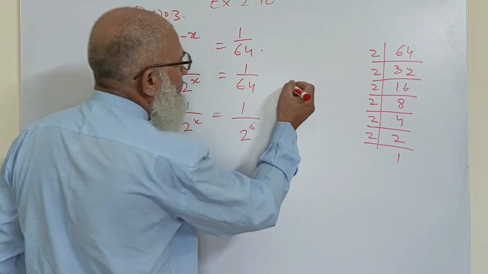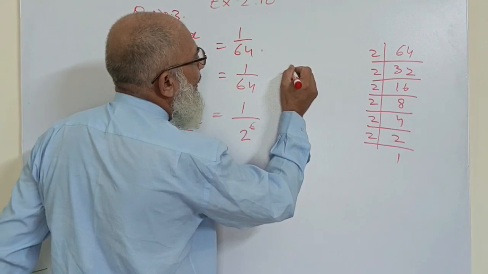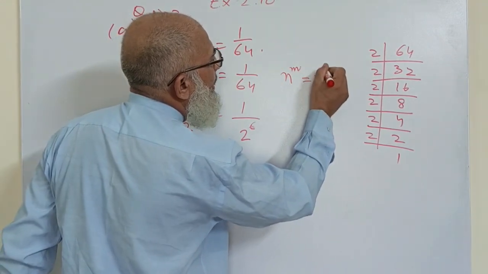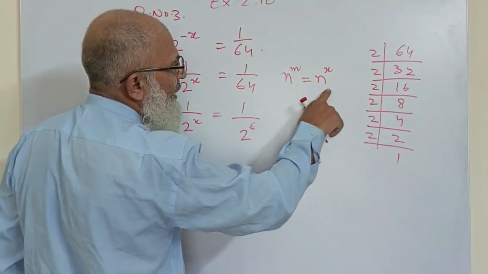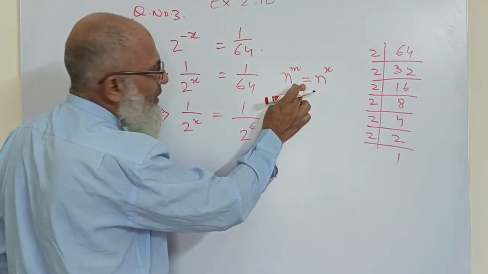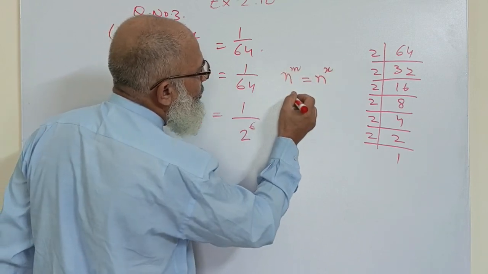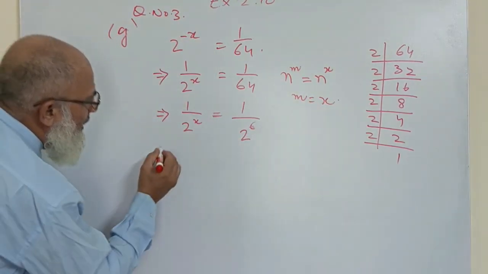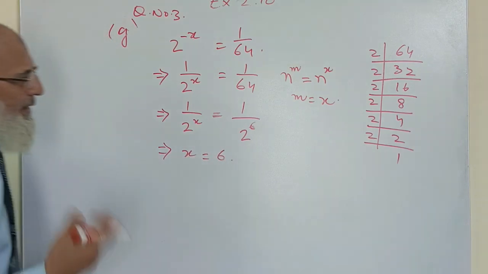That means if n raised to power m is equal to n raised to power x, you see the bases are the same with an equal sign. Therefore m is equal to x. The same case applies over here. Then x is equal to 6, because we have to find the x.